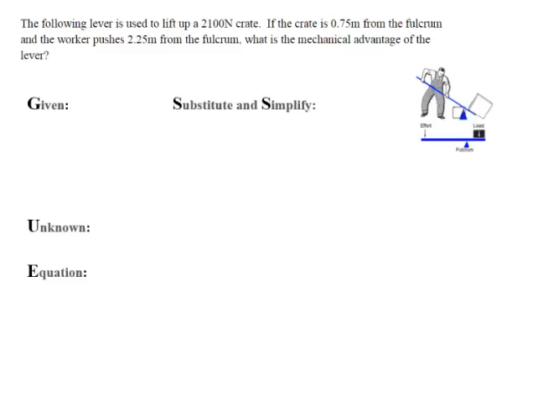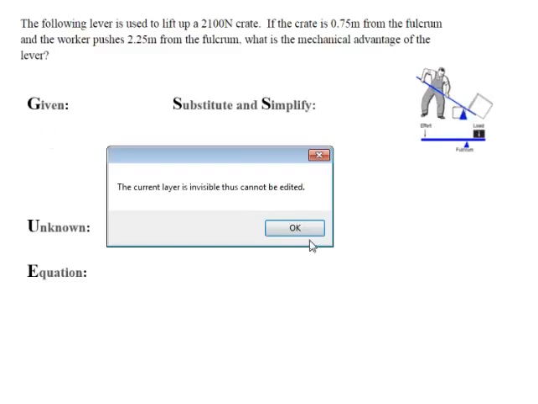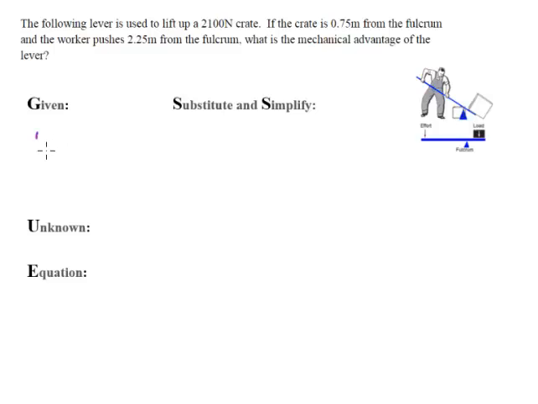First off, I am given a force out. That's how much the crate masses. But then I'm also given a displacement out, because it tells me that from the fulcrum to where the crate is, 0.75 meters. I'm also given a displacement in, and that is 2.25 meters.